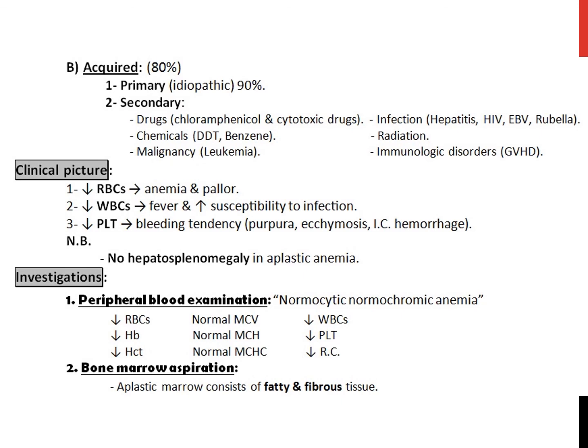And secondary, it could be secondary to some drugs like chloramphenicol, cytotoxic agents, viral hepatitis, radiation, leukemia, chemicals, and so on. The clinical presentation includes anemia, pallor, fever, increased susceptibility to infection. Of course, decreased platelet count could cause bleeding tendency, but we don't have any hepatosplenomegaly or lymphadenopathy to differentiate it from leukemia. And if you go for the peripheral blood, it could be pancytopenia, decreased reticulocytic count or normal, bone marrow aspiration, and biopsy. Of course, we have to do both. There may be fatty or fibrous tissue in the biopsy mainly.